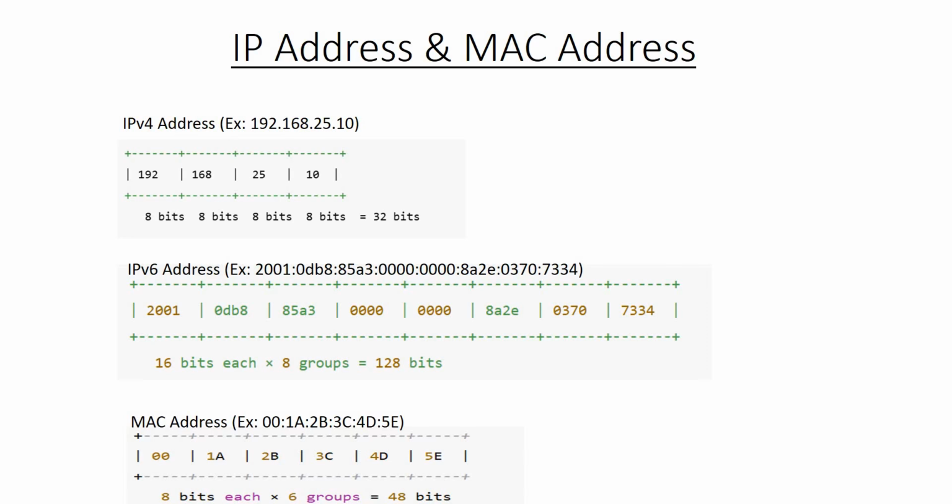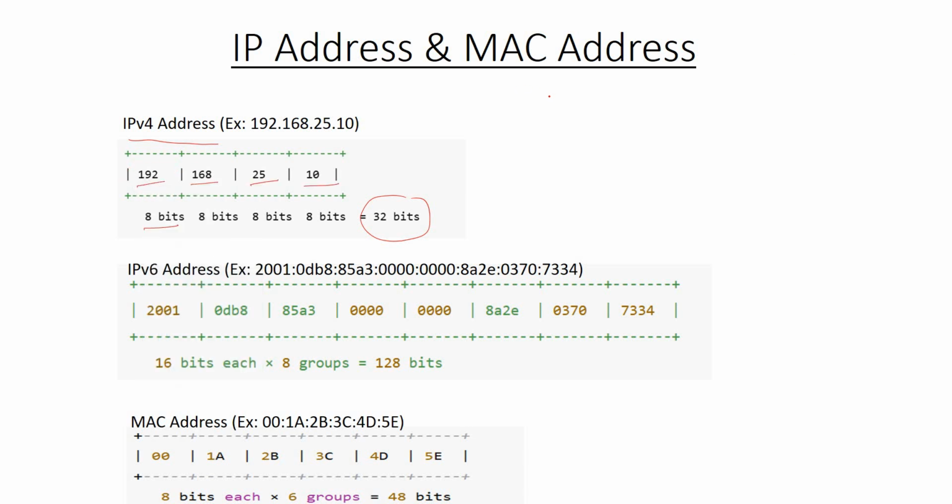So let's summarize the IP address and MAC address formats. As discussed, the IPv4 address contains total 32 bits. These 32 bits are divided into 4 octets and each octet contains 8 bits. Here each octet is represented in decimal format. So how to convert this decimal to binary?